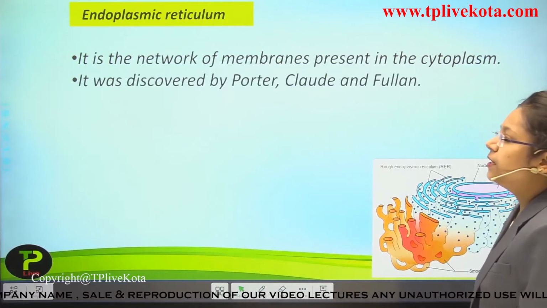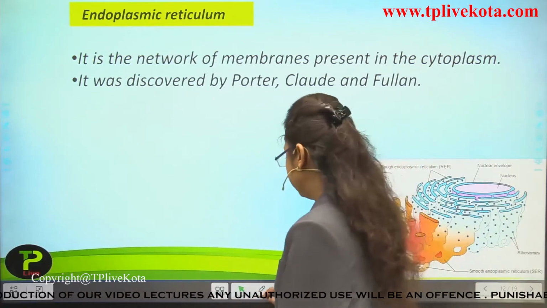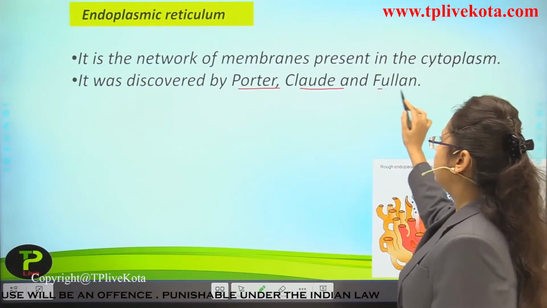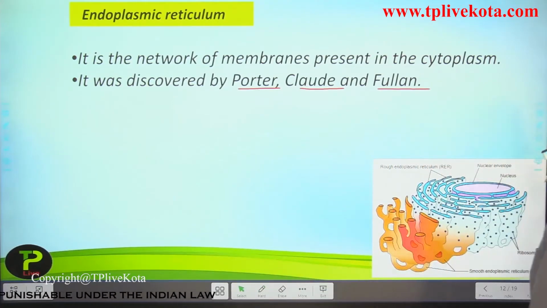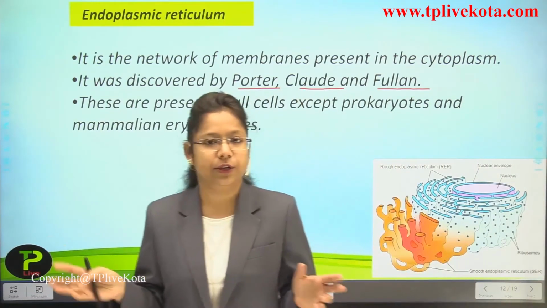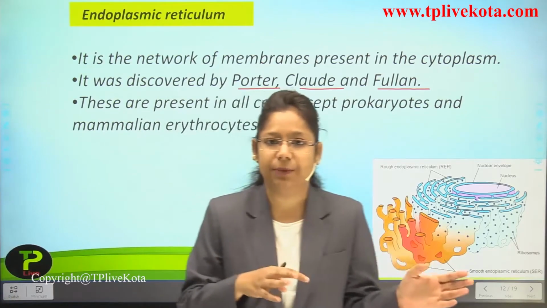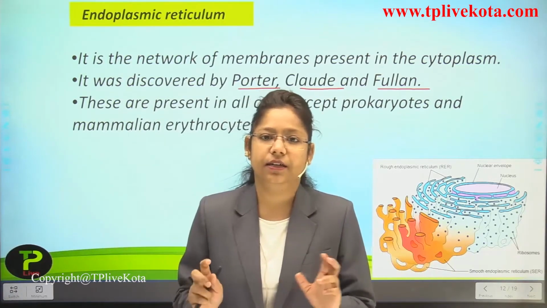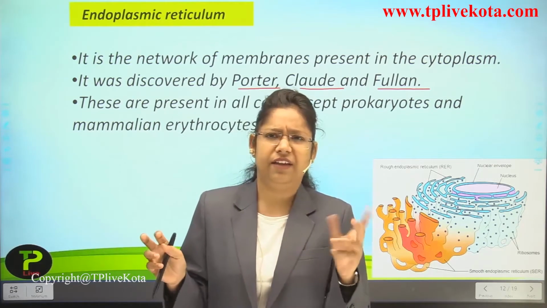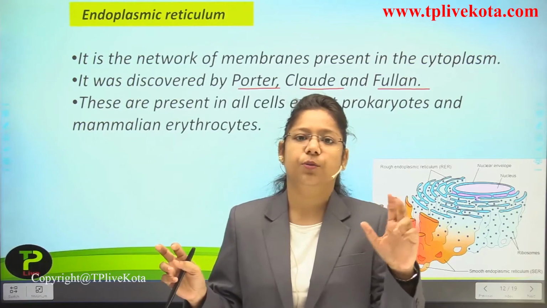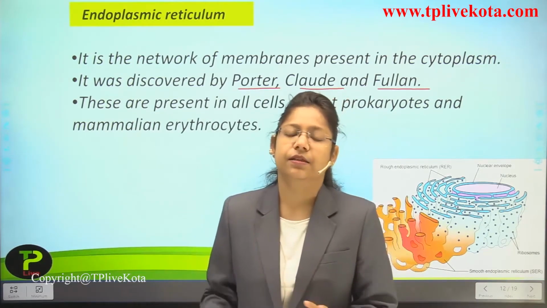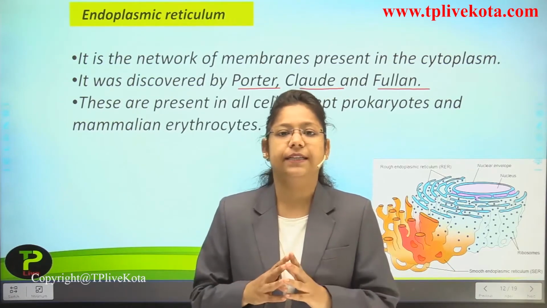Next point about this, it was discovered by three scientists. First is Potter, second one is Claude, and third one is Fullan. Okay. Next point, it is present in all cells except prokaryotes. As I told you, in mitochondria also they were primitive, so they were not considered in the upcoming cell organelles. Everything which is important and used for protein synthesis or ATP synthesis is absent in prokaryotic cells. And it is also absent in the mammalian RBCs.